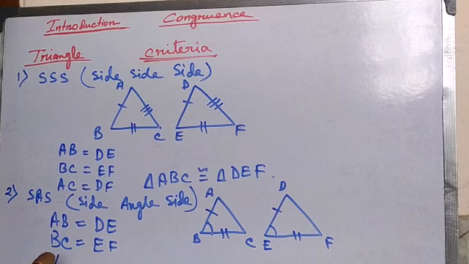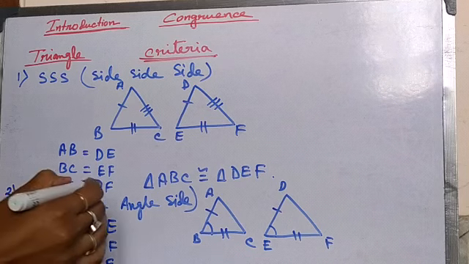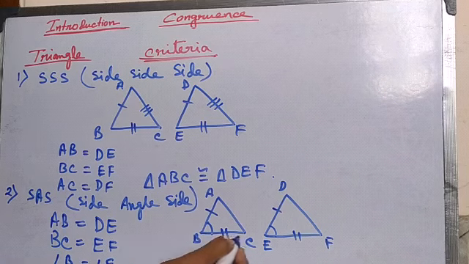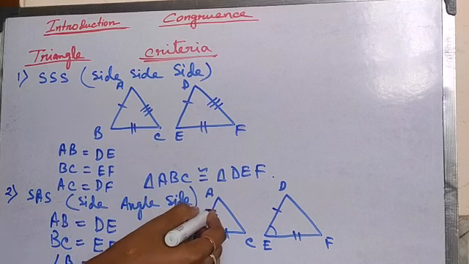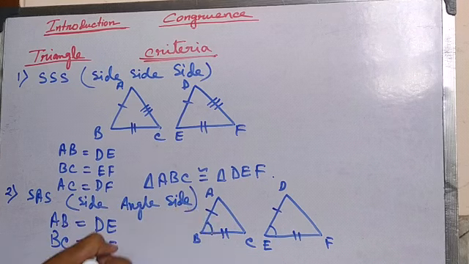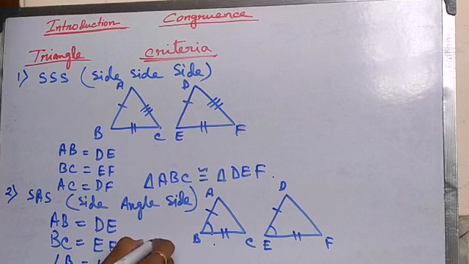So angle B equal to angle E. That means the included angle is always in between the two sides, in both figures. Maybe the figure will be like this.